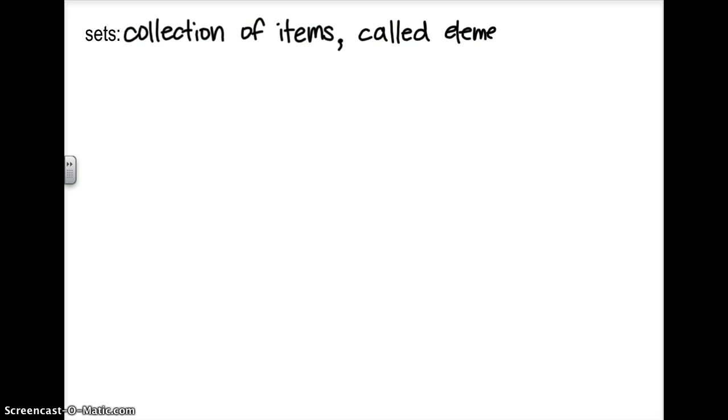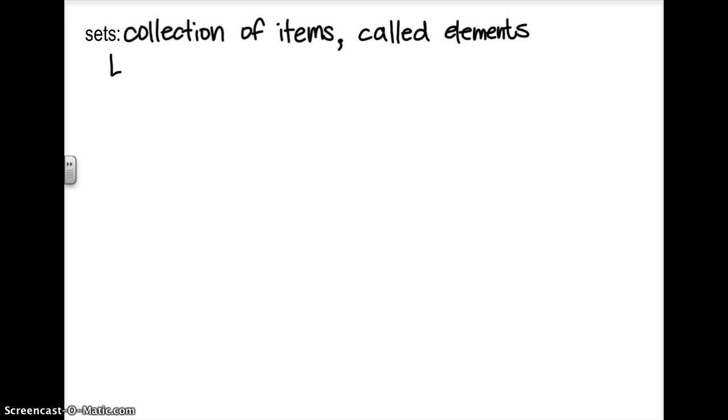Okay. First thing we got to know is what is a set. Well, a set is a collection of items called elements. Okay. So we have a collection of items. You could have a set of different pairs of shoes, pairs of flip-flops. You could have a set of people. You could have a set of animals. You can have a set of forks or different silverware, whatever. Any item. And each individual item is called an element. Okay, so not only do we have sets, we need to have elements.